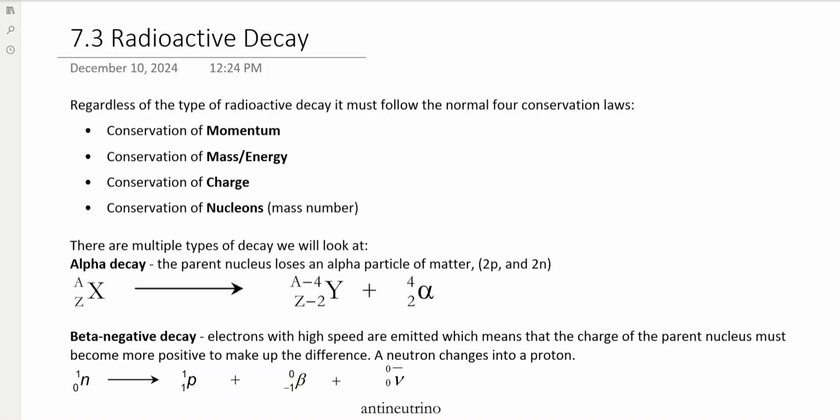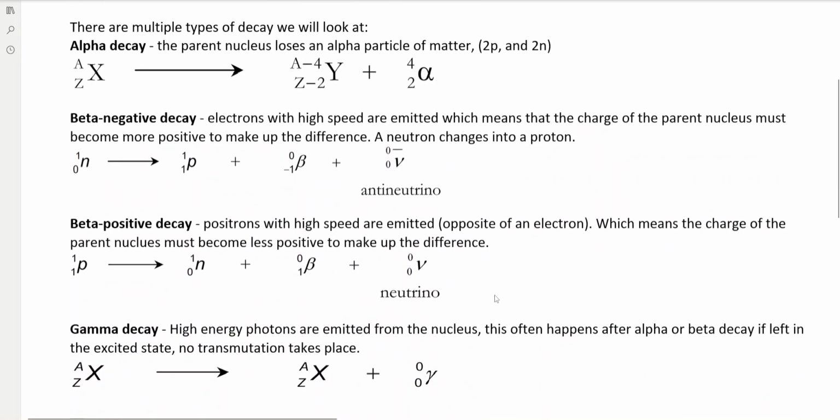So regardless of the type of radioactive decay, it must follow the normal four conservation laws: conservation of momentum, mass, energy, charge, and conservation of nucleons, i.e. mass number. There are multiple types of decay we're going to look at: alpha, beta, and gamma. And beta has beta positive and beta negative decay. So we're just going to look at these one at a time.